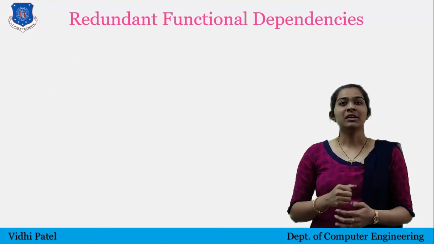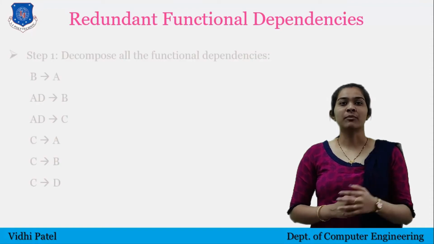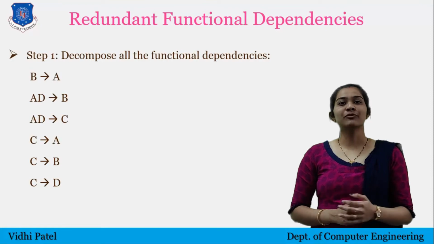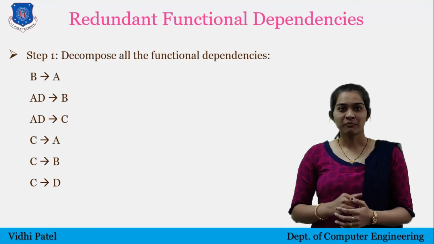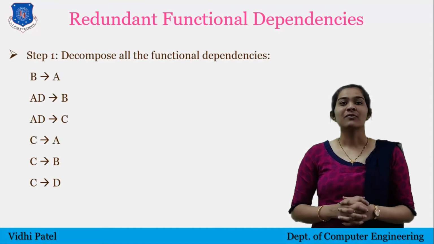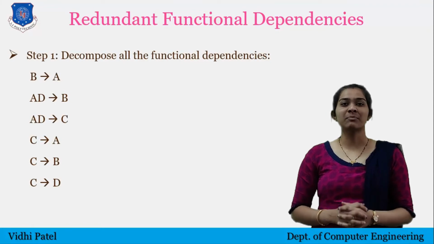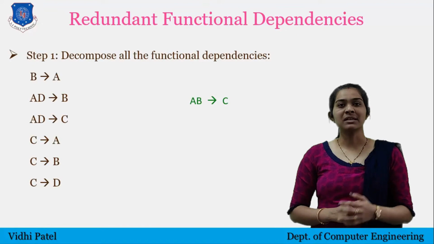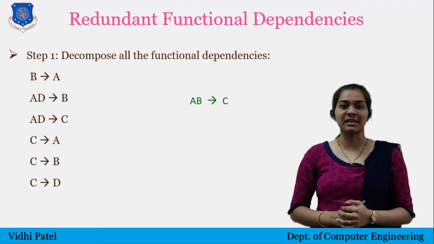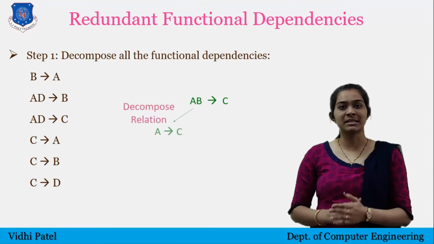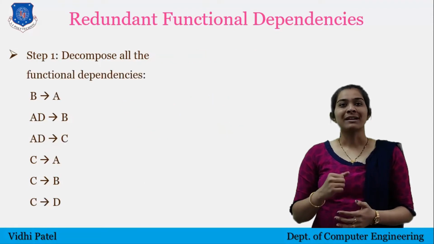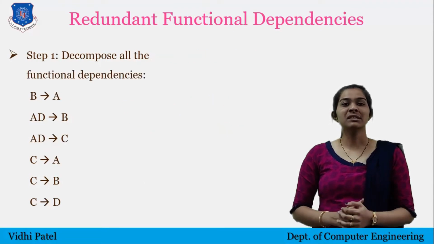For that, we decompose the relation from the right hand side. We cannot decompose the dependency from the left hand side. Why is it not done? Suppose we have the dependency AB determines C. In the dependency, if we decompose from the left hand side, then we get A determines C and B determines C, which is not possible. So, let's start with decomposing the relation from the right hand side.